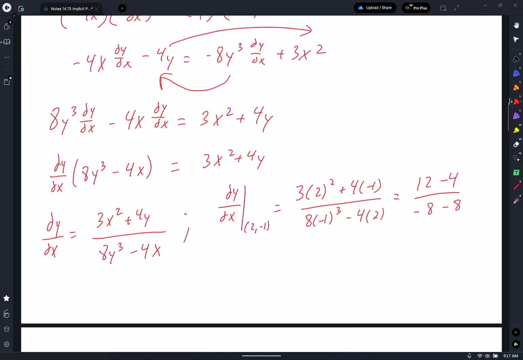I don't see any issues. I think we're okay. So let's see. 8 over negative 16, negative 1/2, right? So here's my first tangent: y plus 1 equals negative 1/2 times (x minus 2). That's my first one.